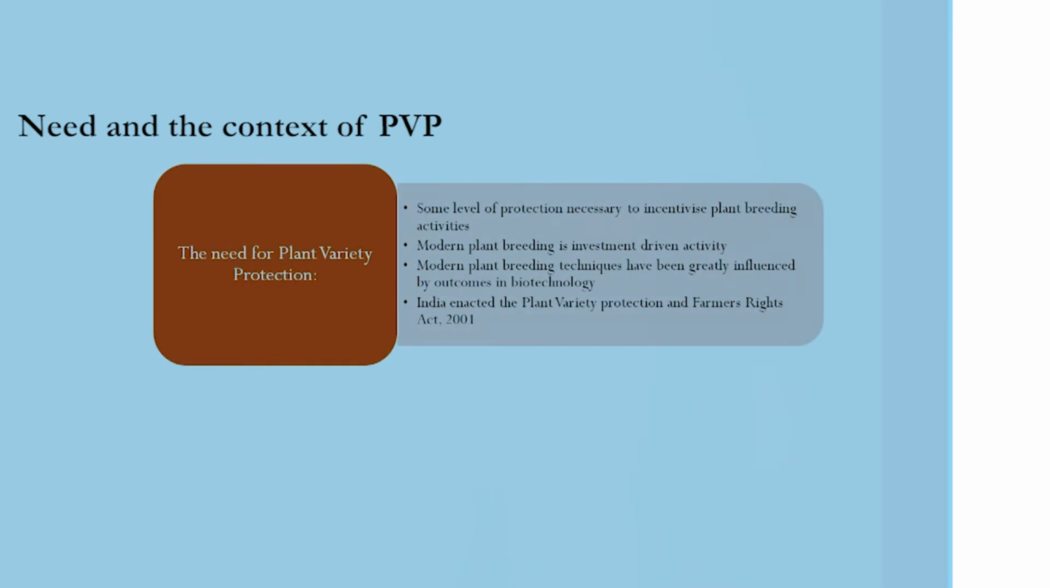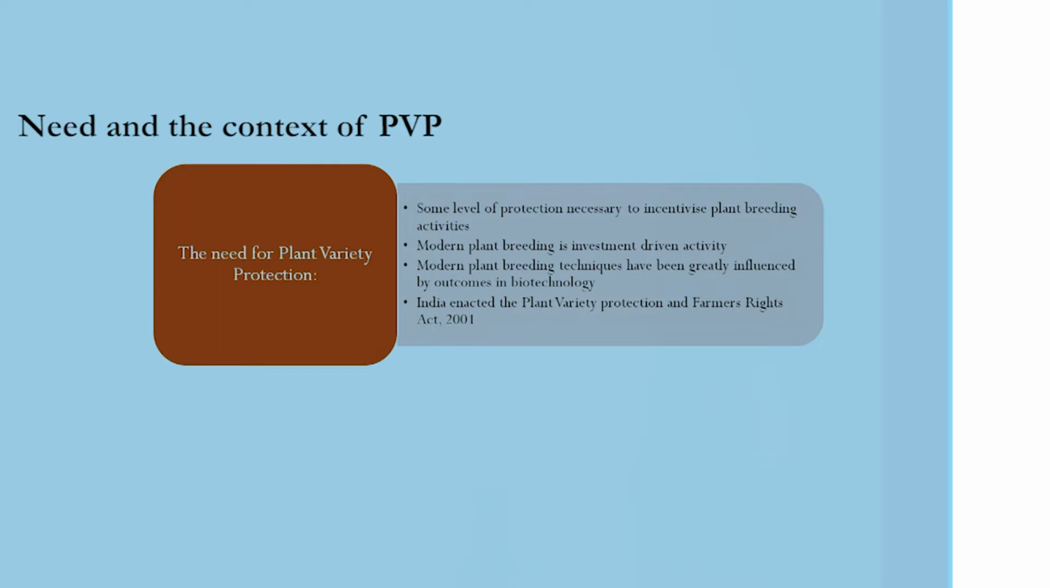One of the first things that we need to discuss in the context of plant variety protection is the need and the context for plant variety protection. The need arises because there is some level of protection that is absolutely necessary to provide incentives for plant breeding activities. Modern plant breeding activity is investment driven. Modern plant breeding techniques are greatly influenced by the outcomes of biotechnology, and hence India enacted the Plant Variety Protection and Farmers' Rights Act 2001.